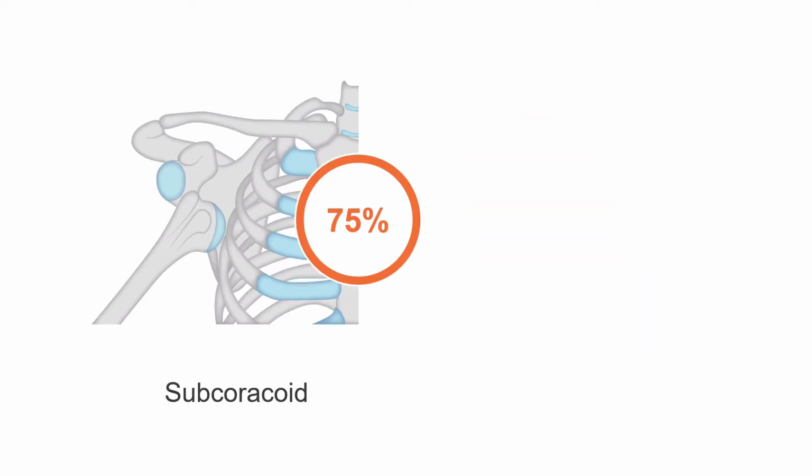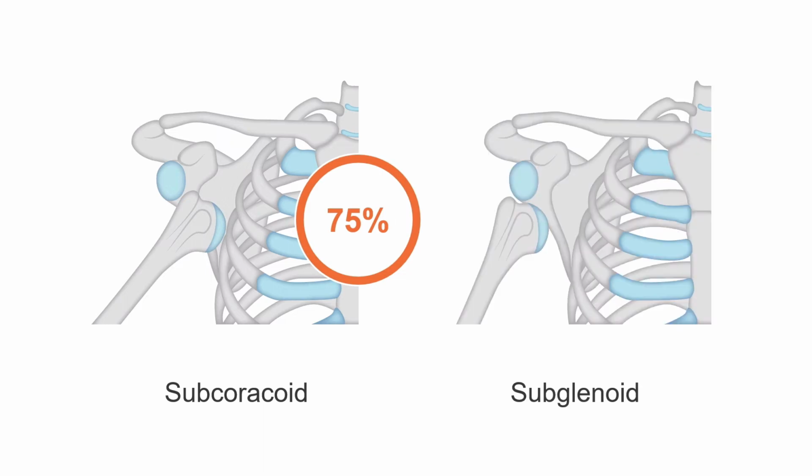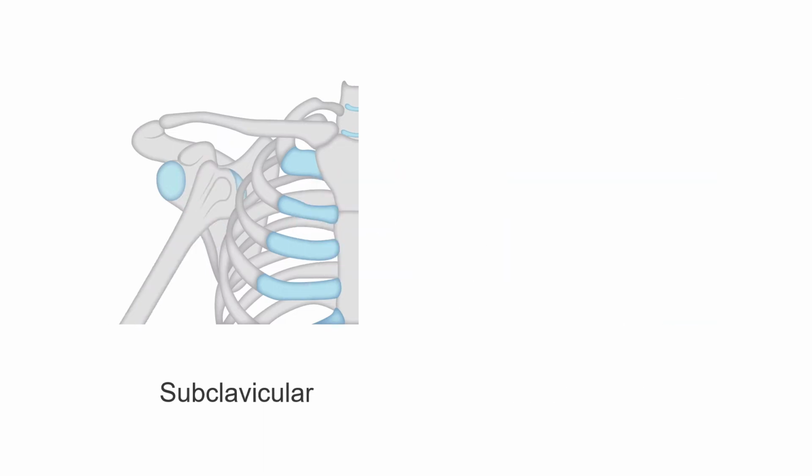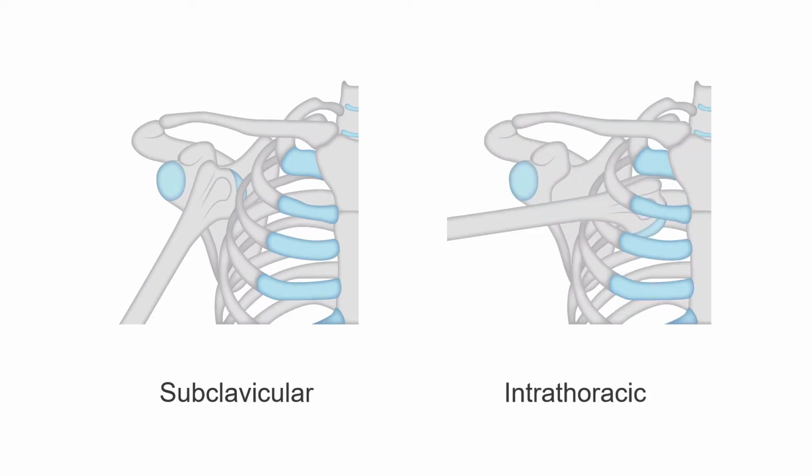There are 4 subtypes of anterior dislocations. The most common is the subcoracoid dislocation, which accounts for 75% of anterior dislocations. The second most common is the subglenoid. The other 2, subclavicular and intrathoracic, make up less than 1% of the other anterior shoulder dislocations.